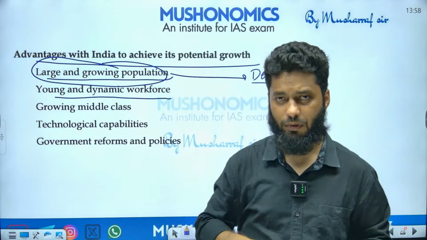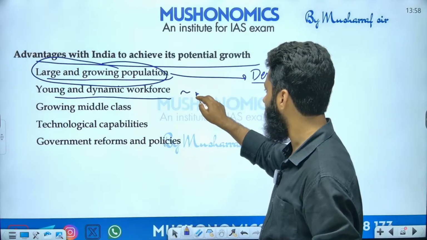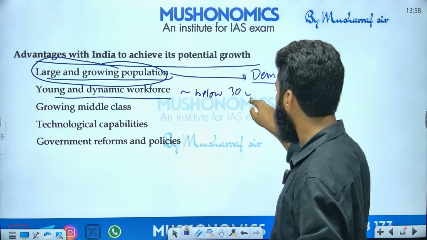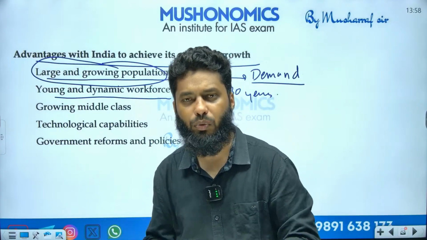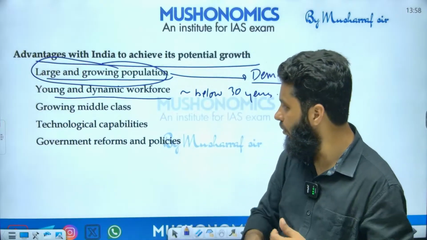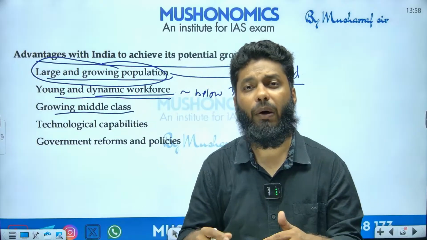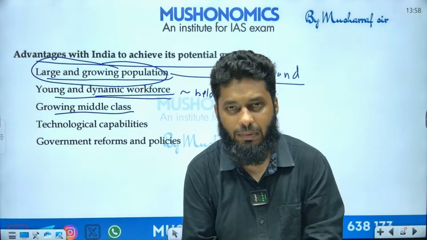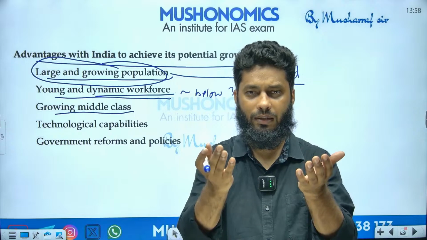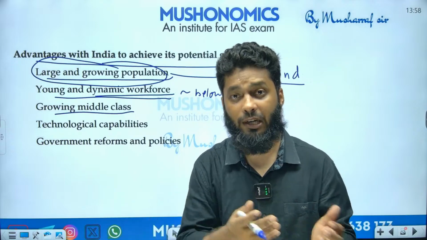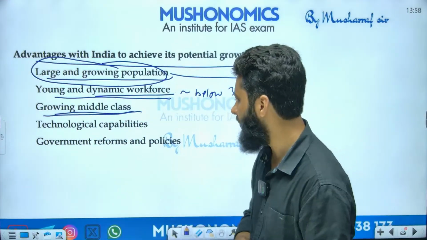Young and dynamic workforce, the kind of demographic dividend we talk about, right? The average age of an Indian is below 30 years, so they can adapt to new technologies also, for example artificial intelligence. If they can adapt to new technologies, they can produce more, so that can also be one advantage. Growing middle class: when we are taking people out of poverty, their disposable income increases, their well-being increases, so they will spend more in the economy, their demand will increase, and if demand increases, we can supply more and have GDP growth.